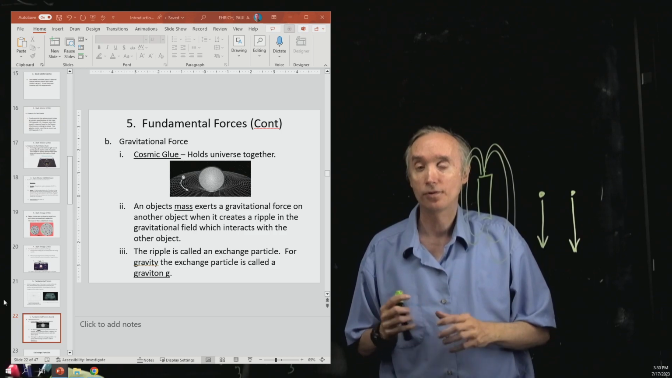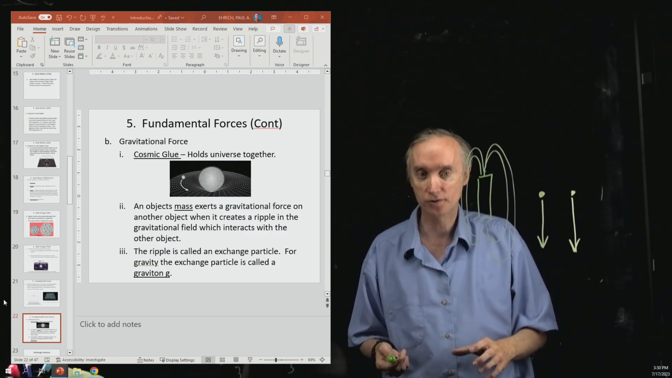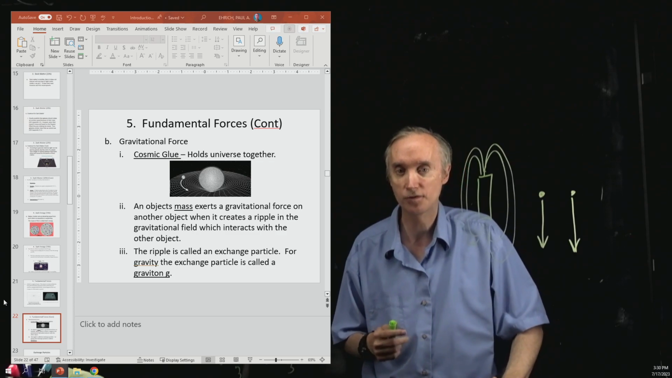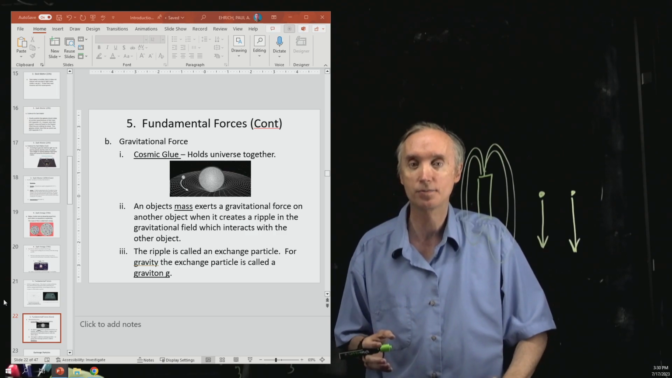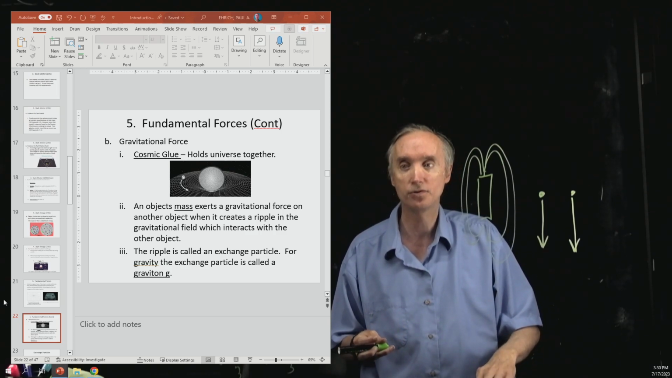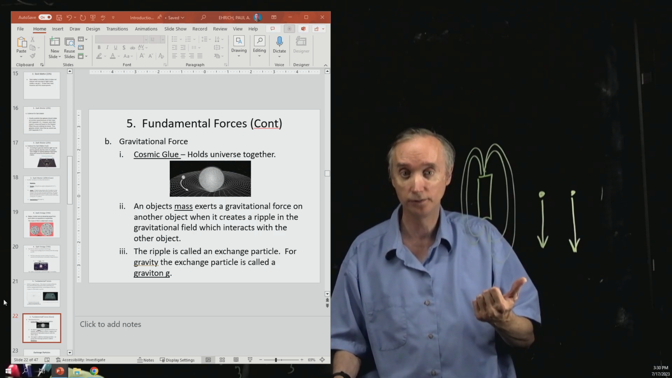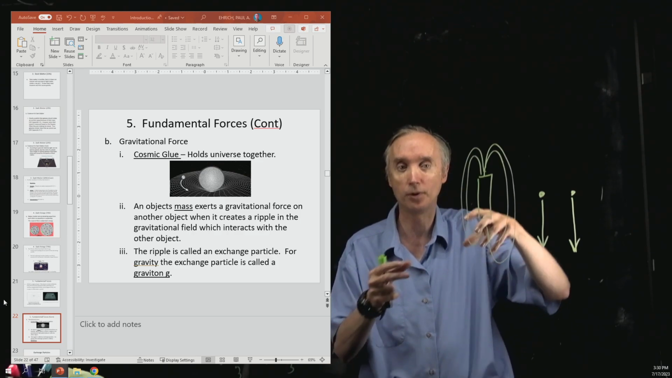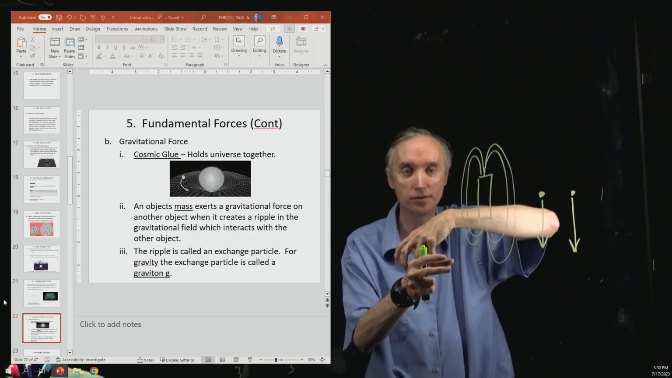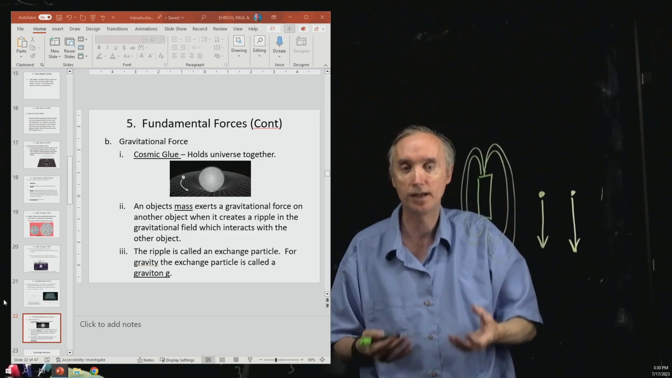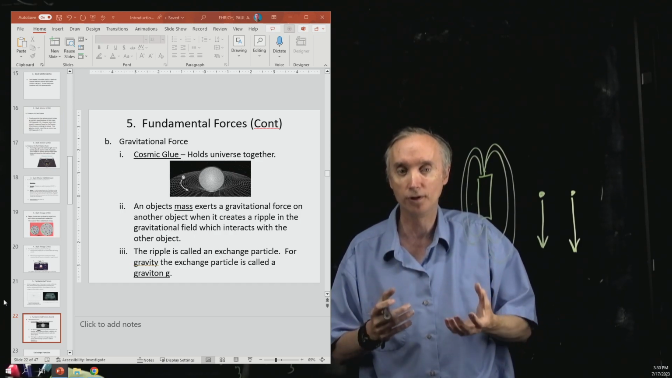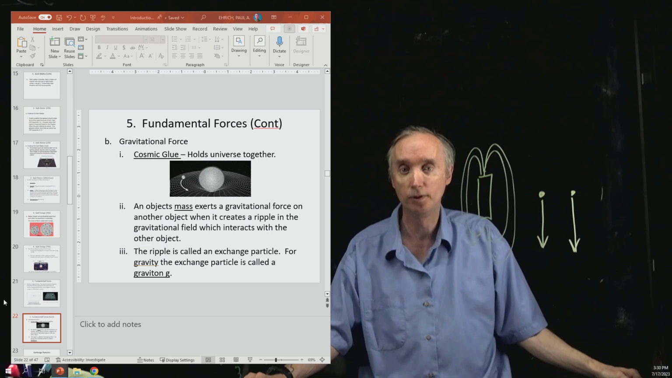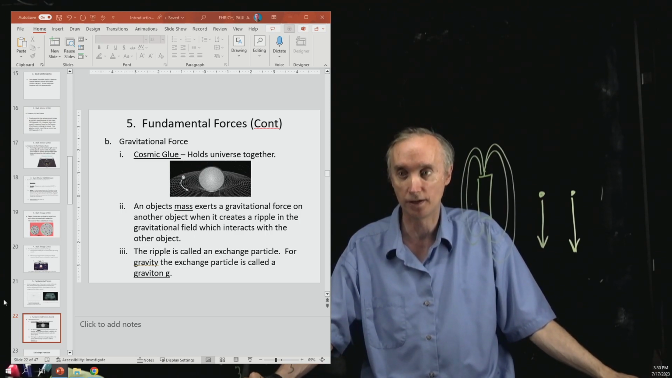So let's go through the fundamental forces as we know them today. So the first fundamental force is the gravitational force. And it is going to be the cosmic glue, because it's what's going to hold the universe together. So it's going to hold stars together. It's going to hold the planets in their orbits around the stars. It's going to hold galaxies together, galaxy clusters, galaxy superclusters. Anything that's really, really big, it's the job of gravity to hold it together.